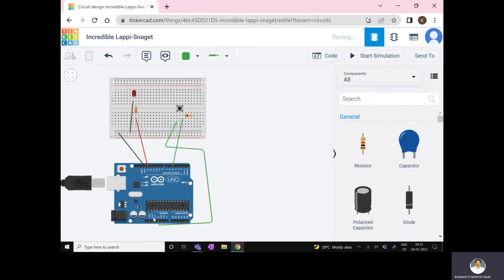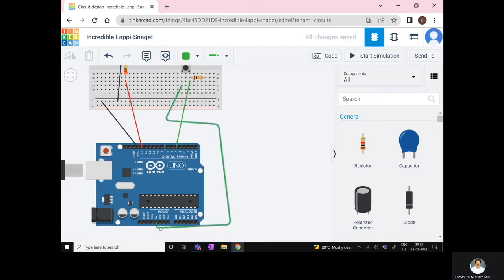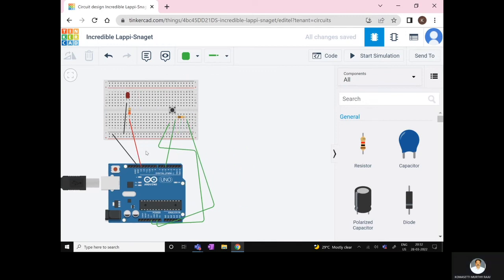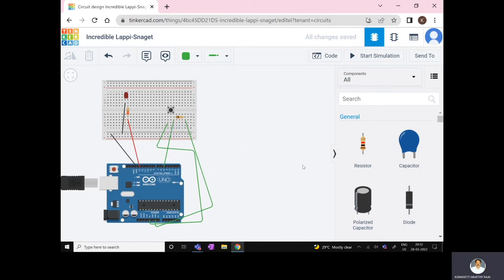From this one, I have to choose ground. Ground is connected. These are the connections. Connections are completed.